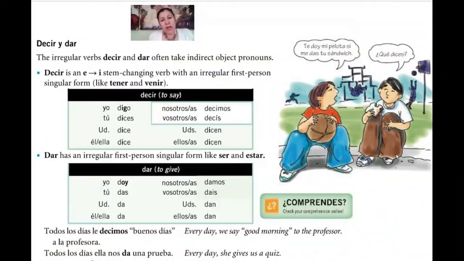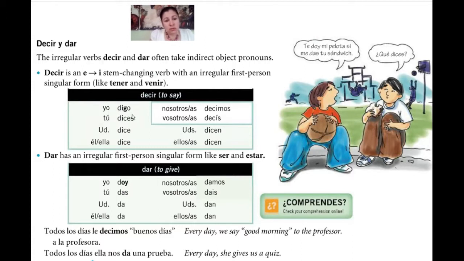When we talk about dar and decir, these are two specific verbs that, if you have noticed already, have an irregular conjugation and are stem changing verbs. In dar, we have a combination of ser and estar conjugation. Notice that decir goes from E to I in the stem, and when we're conjugating yo, it has an irregular form: it's not dio, but digo. So that G is inserted in the yo form only, for the present tense.